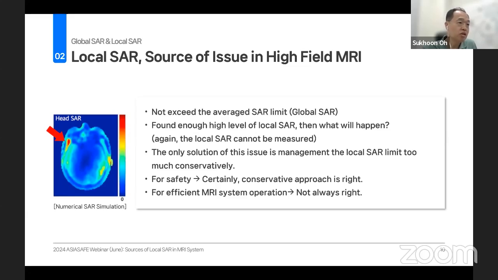Who knows? Therefore, the simplest solution to protect the human body from the potentially unsafe condition is to manage the SAR safety quite conservatively. For RF safety, the conservative approach is certainly the way to go so far. However, for the efficient operation of the MRI system, some form of effective RF safety management is definitely required.